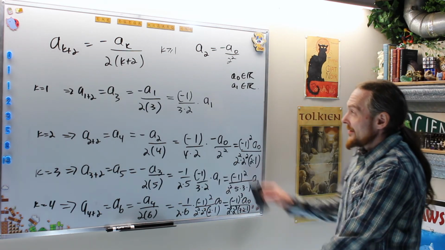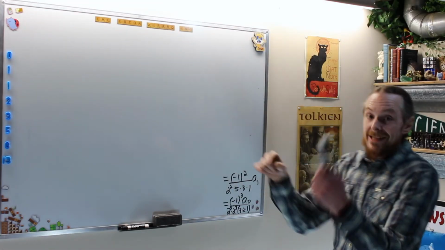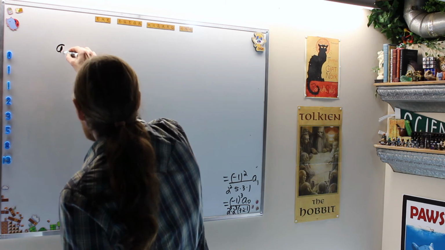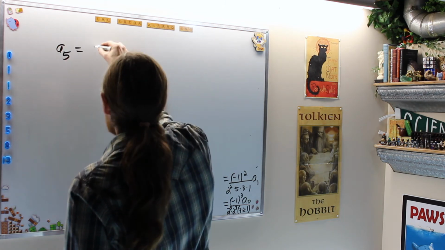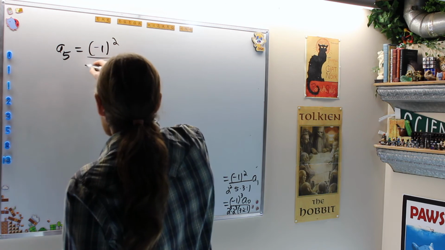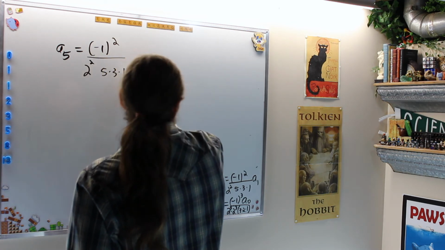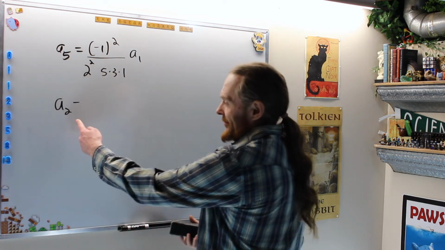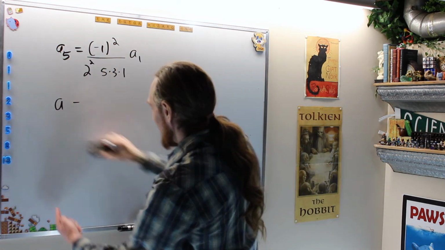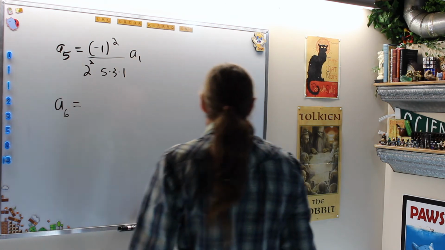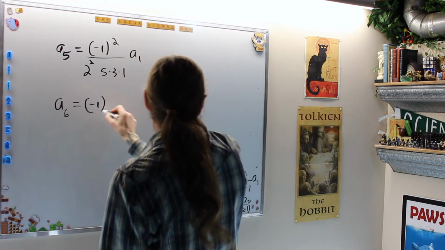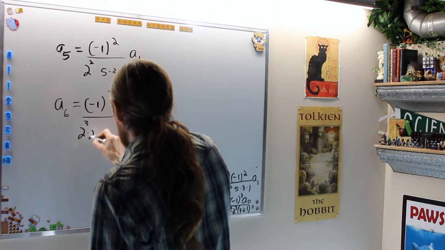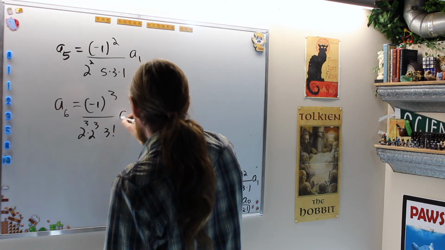So I'm going to keep these. Let's get rid of everything else. From those calculations, let me write that down. a5 is equal to (-1) to the 2 over 2 squared times 5 times 3 times 1, a1, and a6, I said, is equal to (-1) to the 3 over 2 to the 3 times 2 to the 3 times 3 factorial times a0.